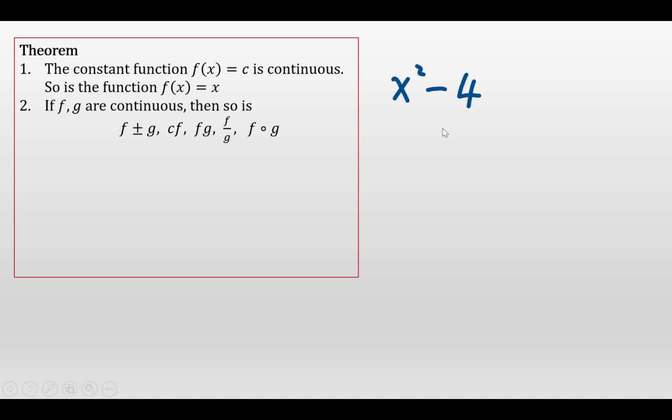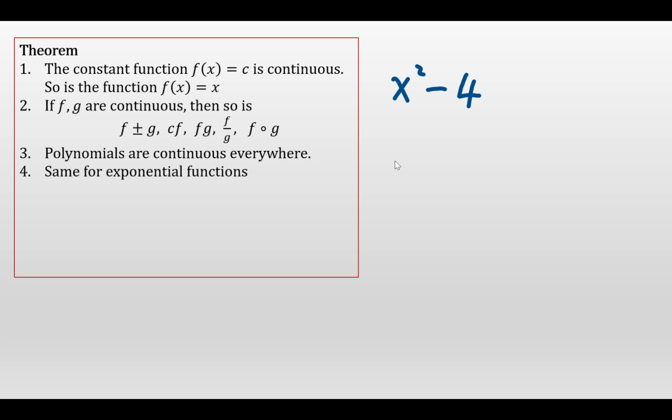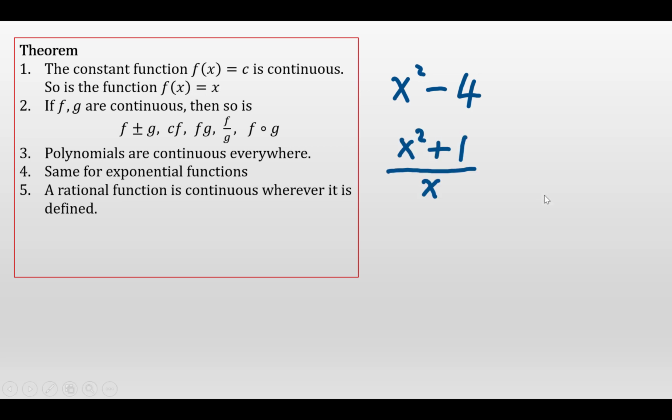More generally, if you have a polynomial, the same idea implies they are continuous everywhere. If you have exponential functions such as 2 to the x power, then it is continuous. You can also have a rational function. Remember, a rational function is basically the quotient of two polynomials. So they are continuous as long as we stay within the domain. So for example, if you have this rational function, it will be continuous provided x is not equal to 0.